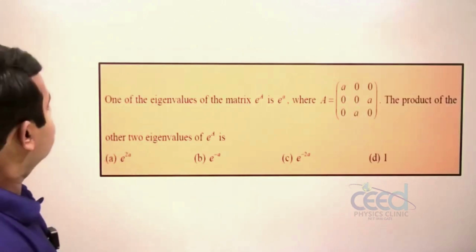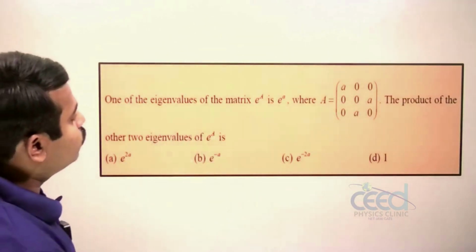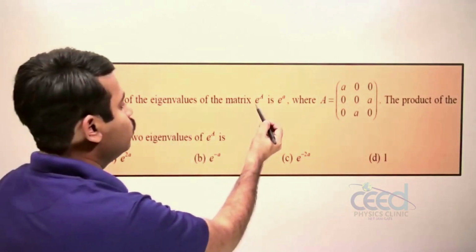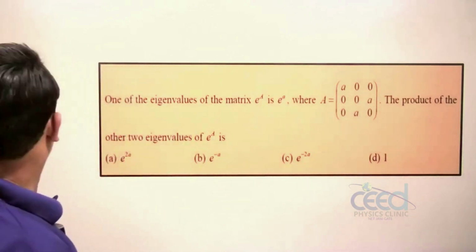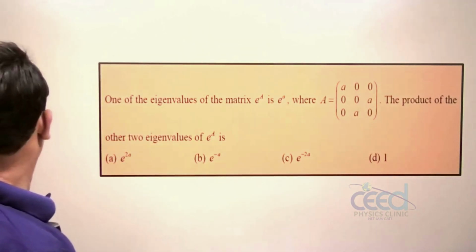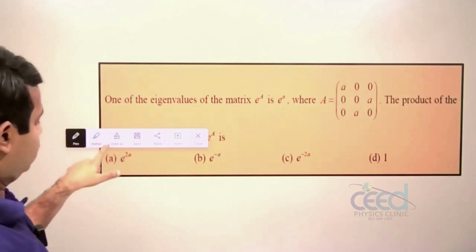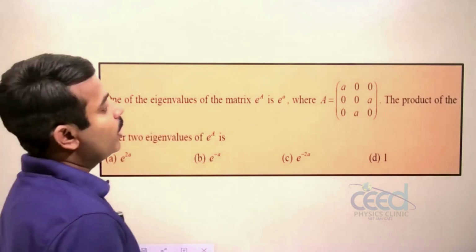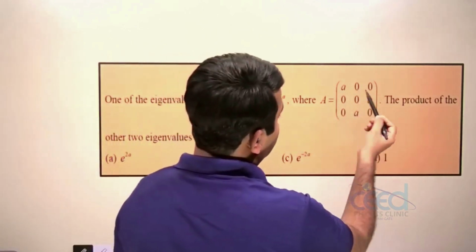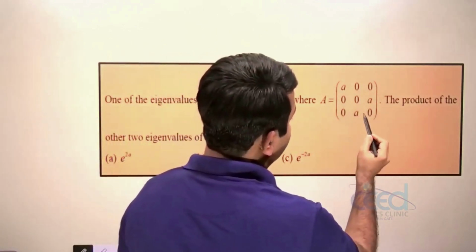So let us go to another question. One of the eigenvalues of the matrix e raised to A is e raised to a. That is given, right? Alright. Now, where A is equal to [[a, 0, 0], [0, 0, a], [0, a, 0]].